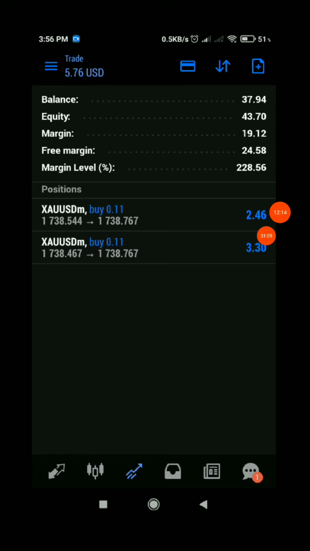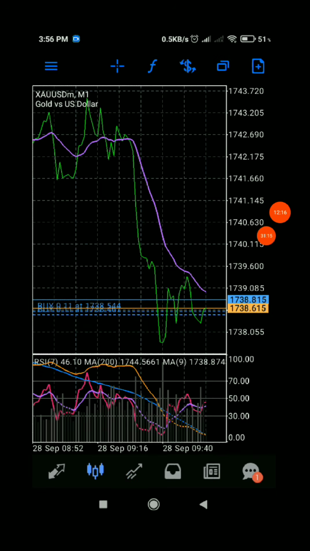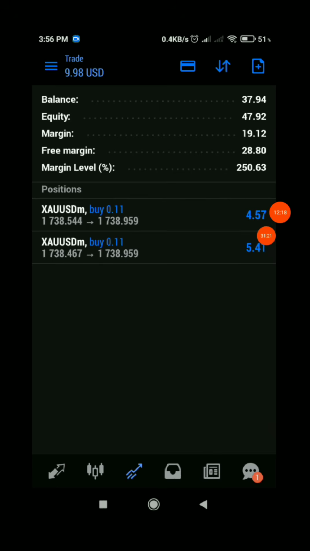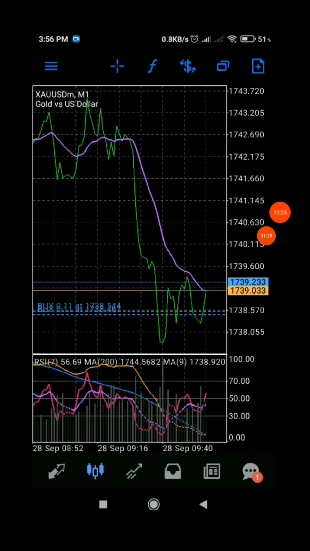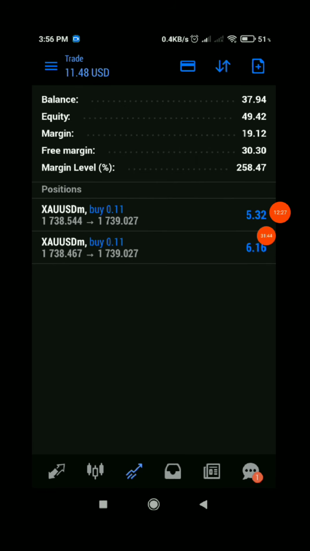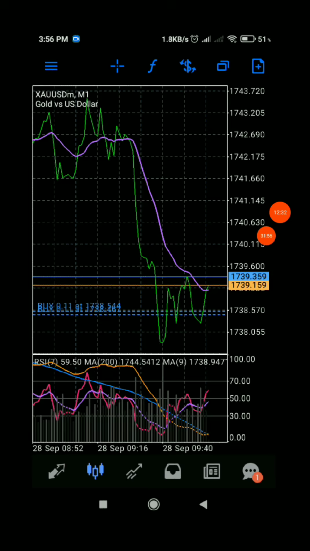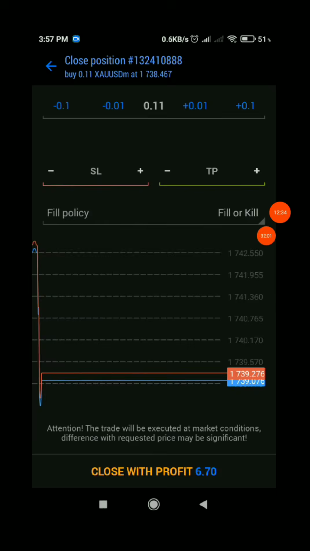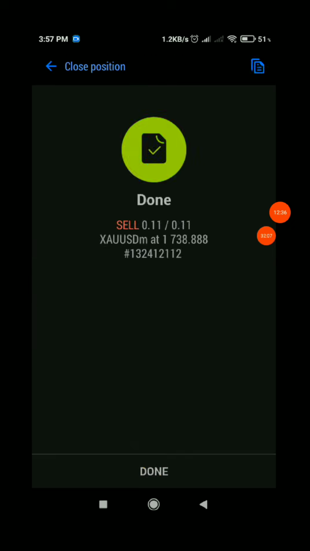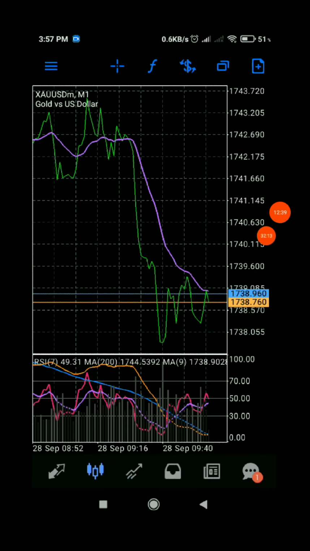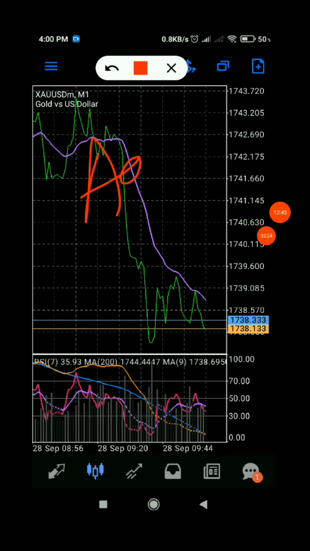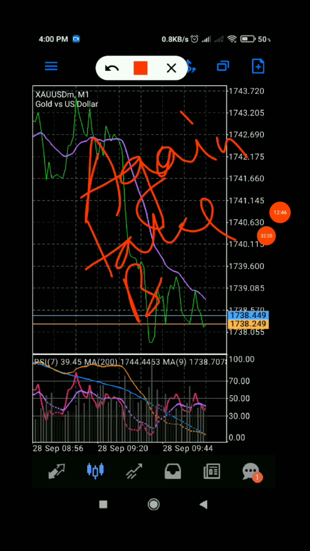So here price is moving upward, and from our entry level price is now hitting upward, and here is the $10 profit. So we're just taking profit. So here we are now from $20 to $50.